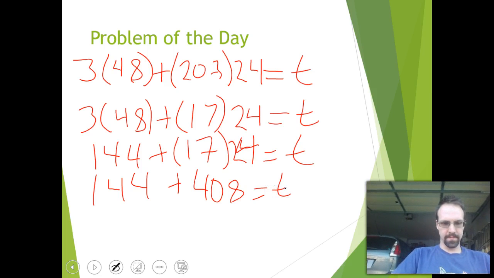So if I add those two together, that's 552 equals T. However, that's not my final answer, because I need it in the form of a sentence.